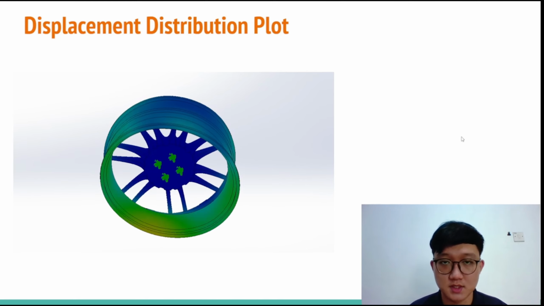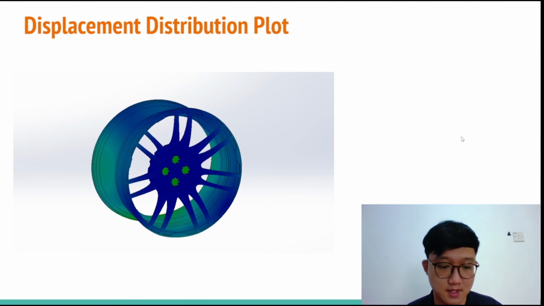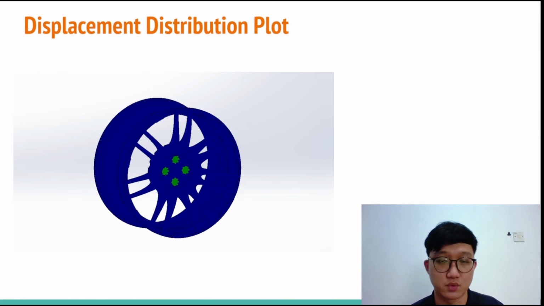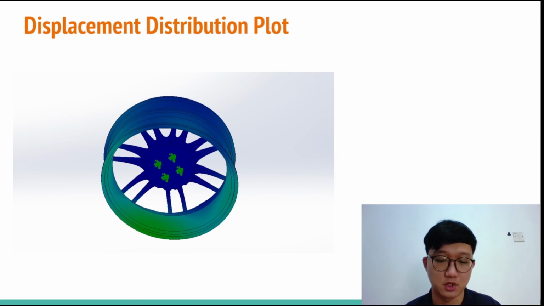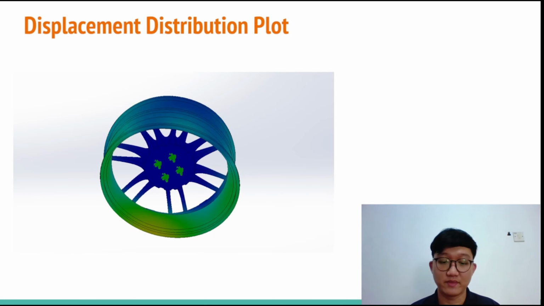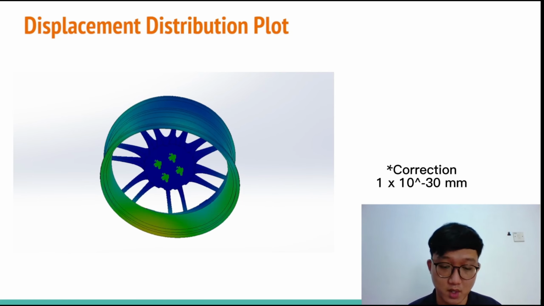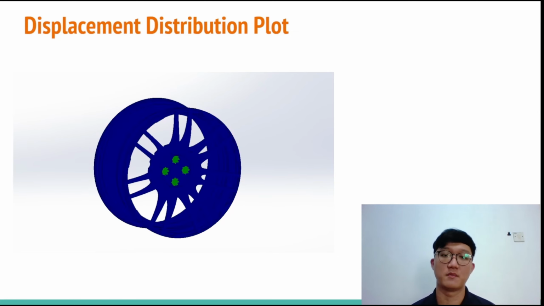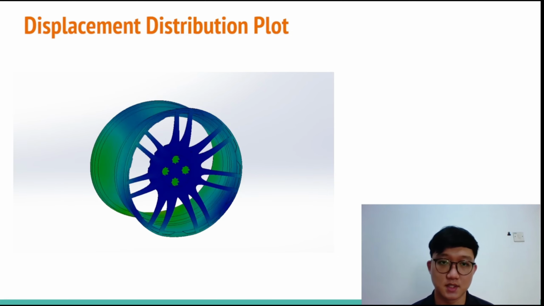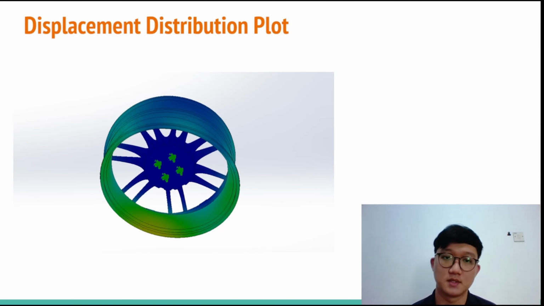Similarly, the lowest deformation is recorded at the center disk, which is represented in the blue region. The displacement in the center disk only records a very small value. The deformation process can be visualized in this video, where the rim is being compressed and deformed.